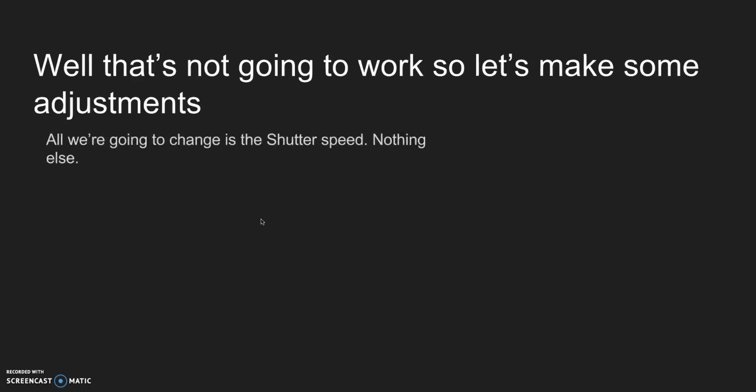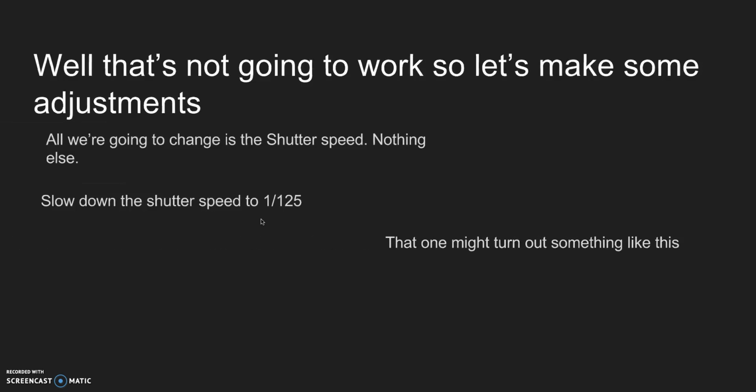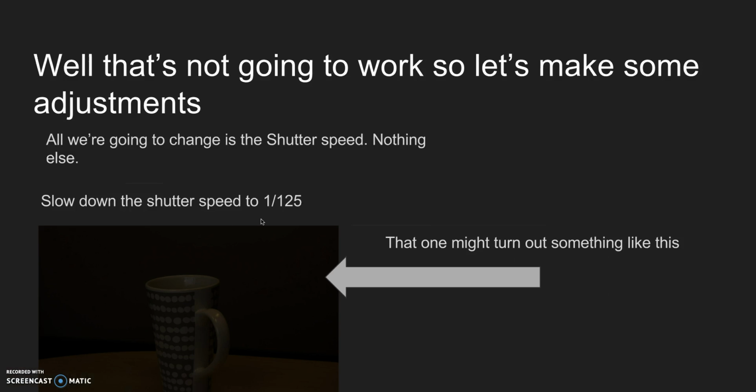And for this activity, all we're going to change is the shutter speed and nothing else. So we're going to slow down the shutter speed to 1/125th of a second. It's actually double as slow as our previous setting. So that one might turn out something like this. So we're getting a little bit more light in there. You can kind of see my coffee mug, but not super well yet, but a little bit better, right?